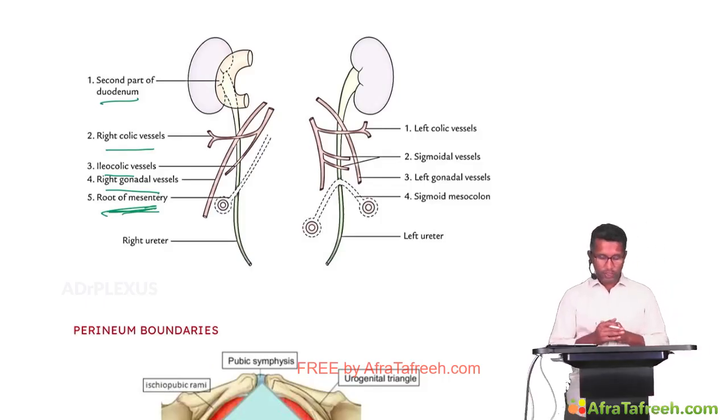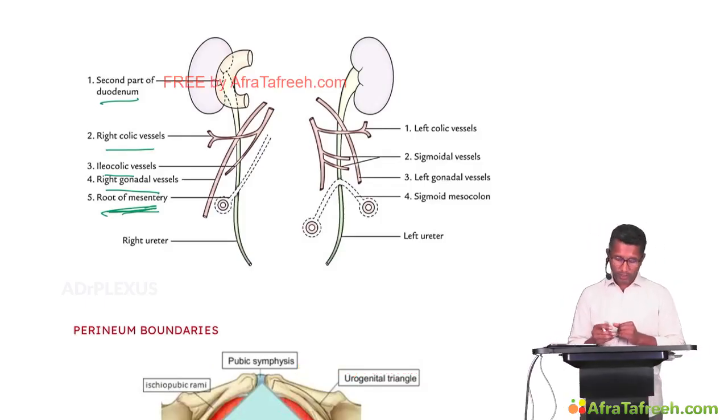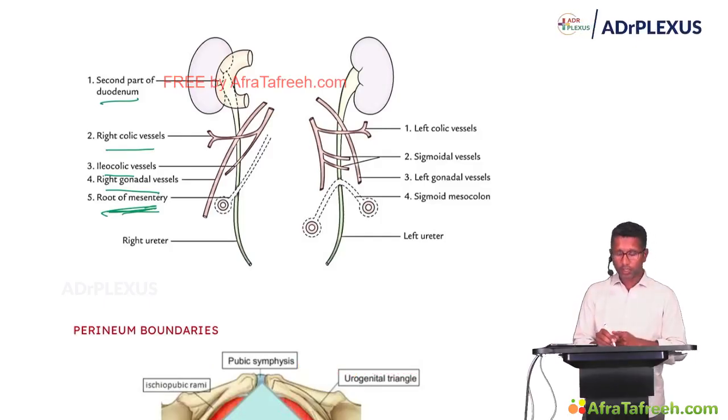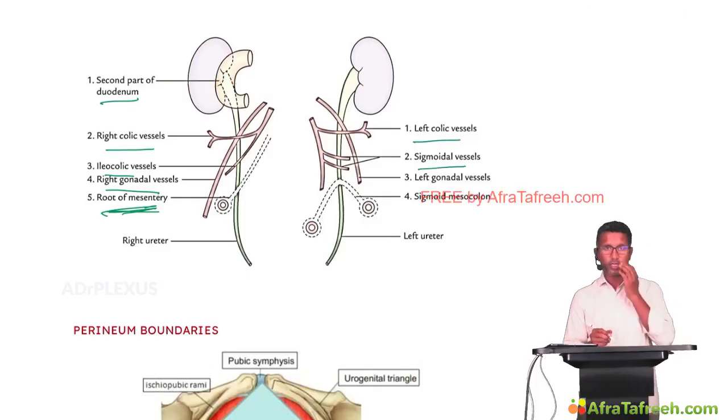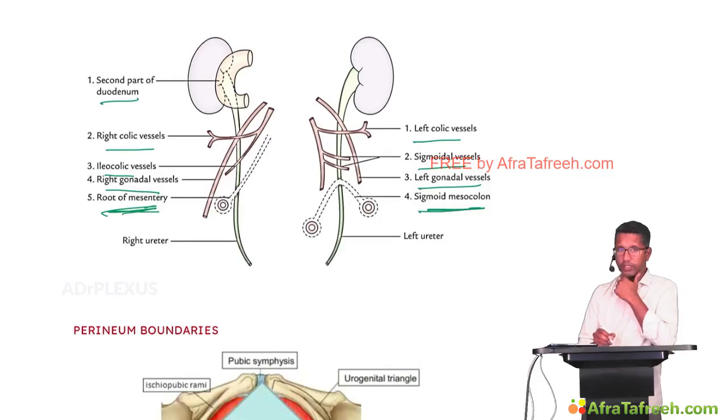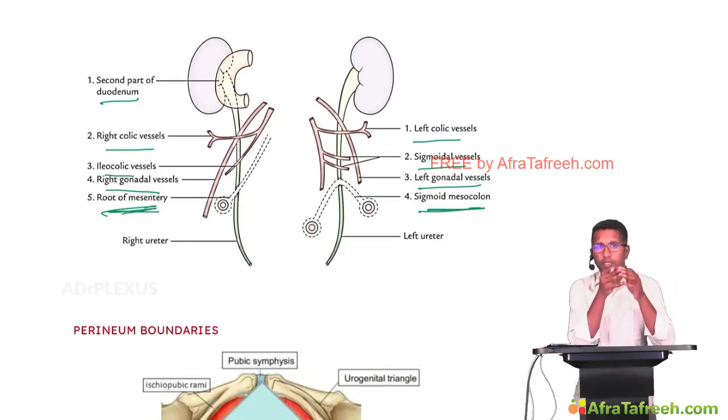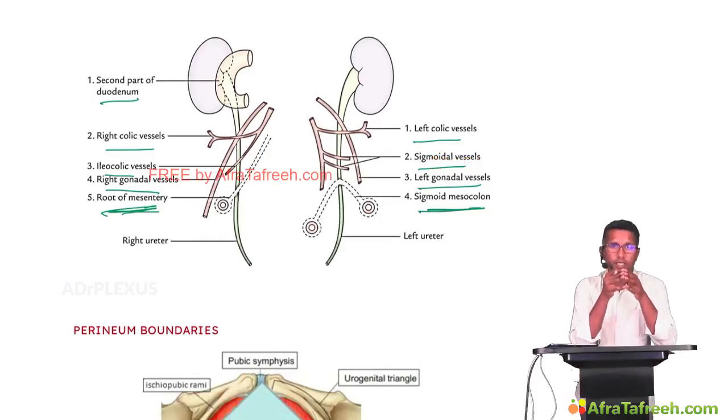When it comes to the left side, the left ureter is related to the left colic vessels, the sigmoid vessels, the left gonadal vessels, and the sigmoid mesocolon. So on the right side, the right ureter is related to the mesentery, which is a peritoneal fold, and on the left side it is related to the sigmoid mesocolon, which is also a peritoneal fold.